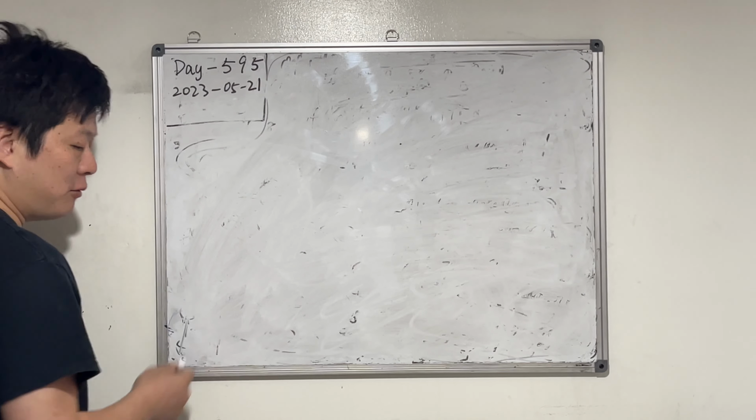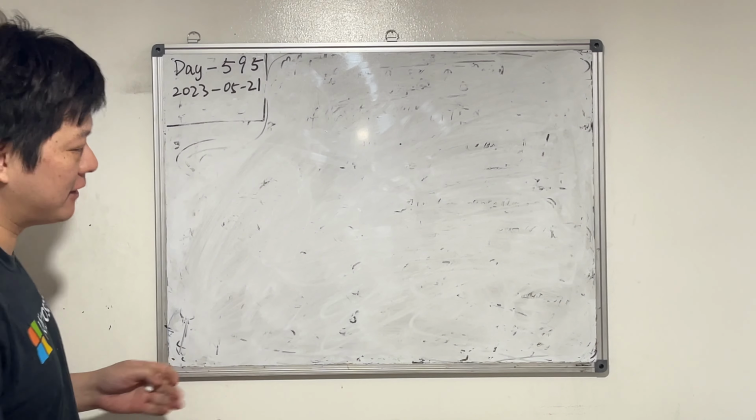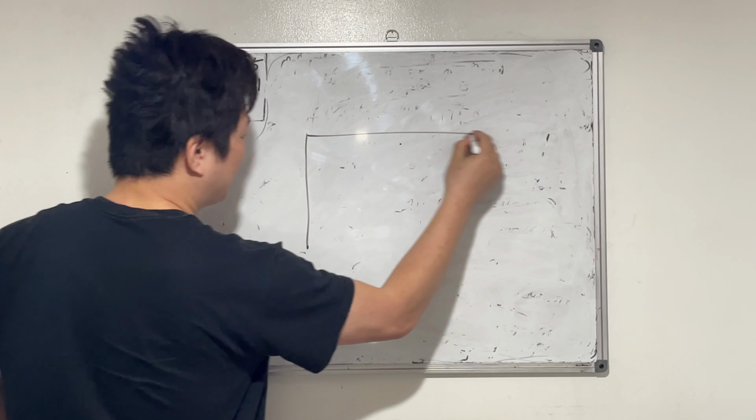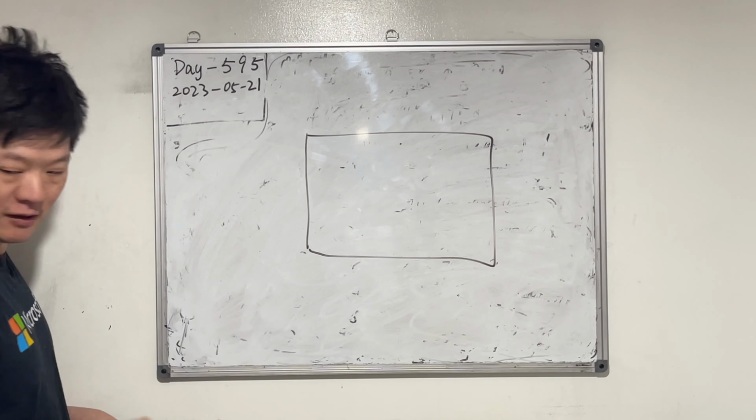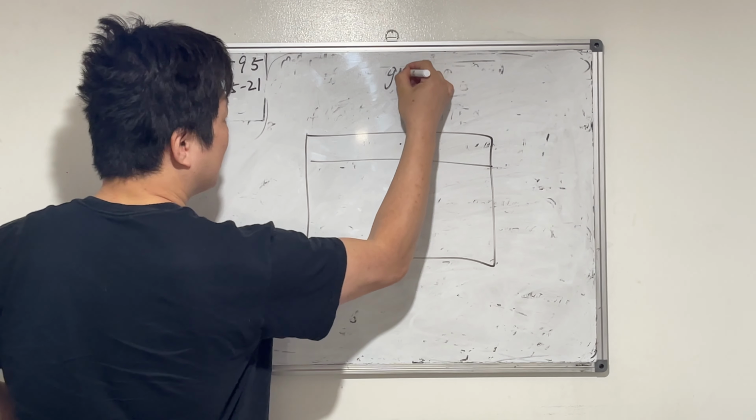So we have to talk about this grid on day 99, right? We have a grid. Yeah, a grid of grid.